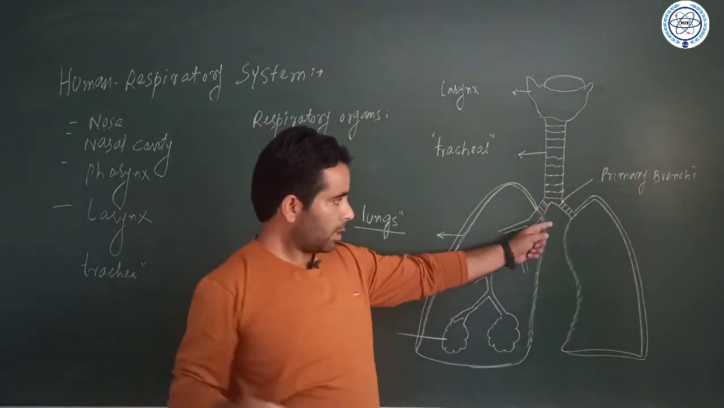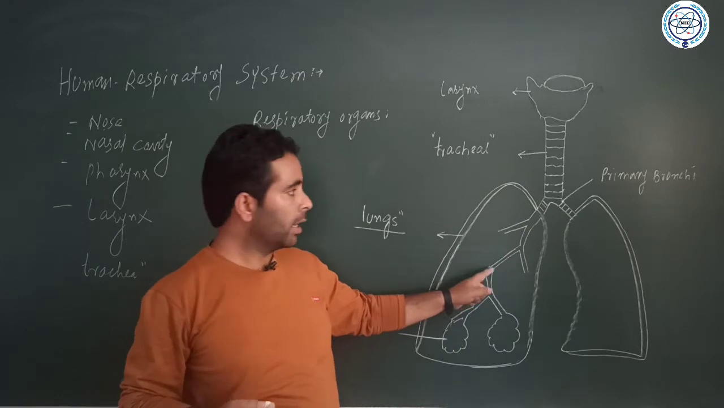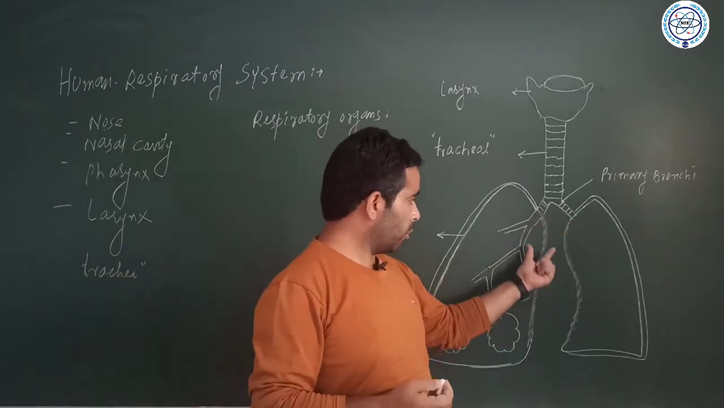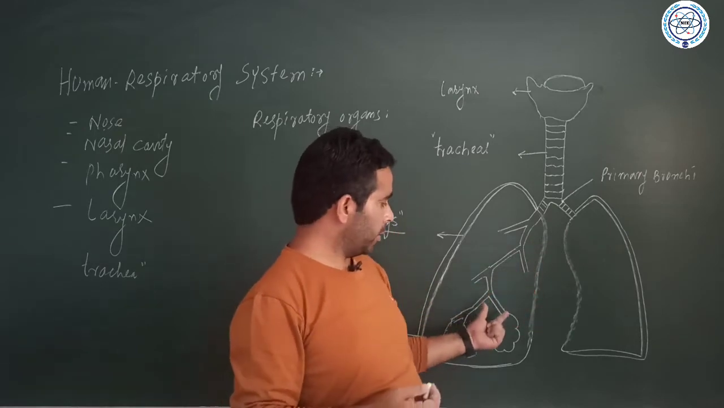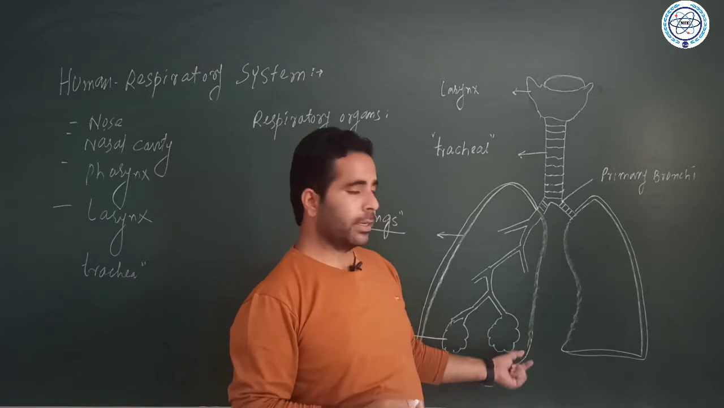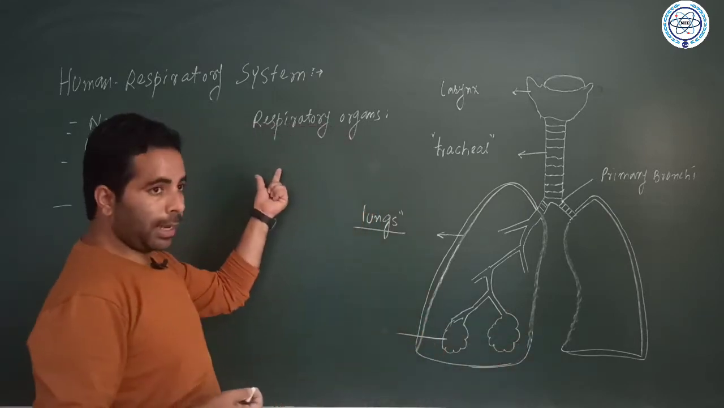We have discussed in the last lecture that these are called primary bronchi, which enter into the lungs. This is the right bronchus which enters into the right lung, and this is the left bronchus which enters into the left lung. And how these primary bronchi divide and subdivide into many branches and finally open into the lung alveoli, we have to see all these things in our present lecture, right?